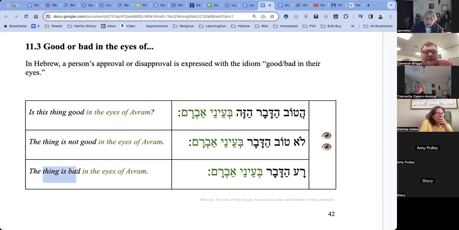And then if a thing's bad, we're talking about the state of it first. Ra, ra. You're trying to squelch it off in the back, but you're also kind of trilling it. Yeah. Ra, ra hadavar ba'einei Avram.